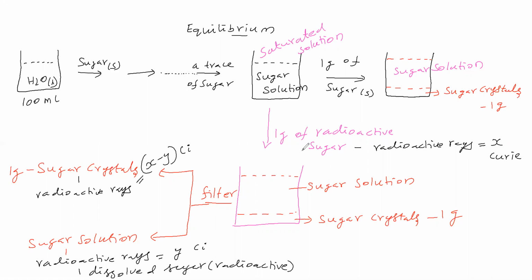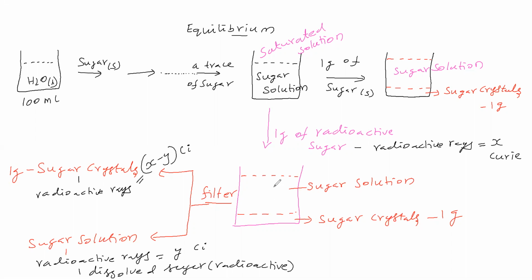To which solution have we added this radioactive sugar? The saturated solution only, no? Saturated solution means it has a sufficient amount of dissolved sugar. It cannot dissolve any more sugar crystals. It is unable to allow sugar crystals to dissolve. That is the meaning of saturated solution. Now, to this saturated solution, we added 1 gram of radioactive sugar.